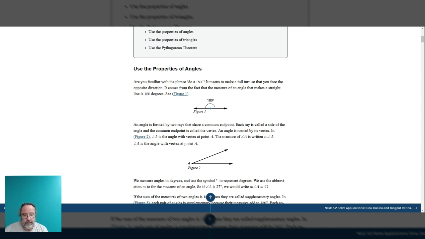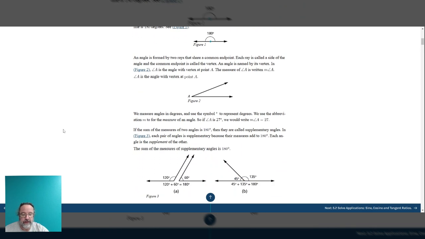Now, for example, angle A here is an acute angle, and you can just see it has two endpoints. It pivots on a point. So we have a vertex at point A, so we will call that angle A. Angles are measured in degrees and use the degree symbol. So if angle A is 27 degrees, we would write measurement M of angle A equals 27. I would put the degree symbol in, but you don't have to.